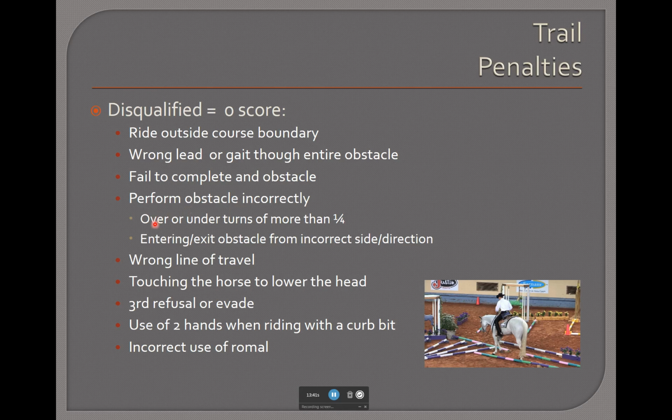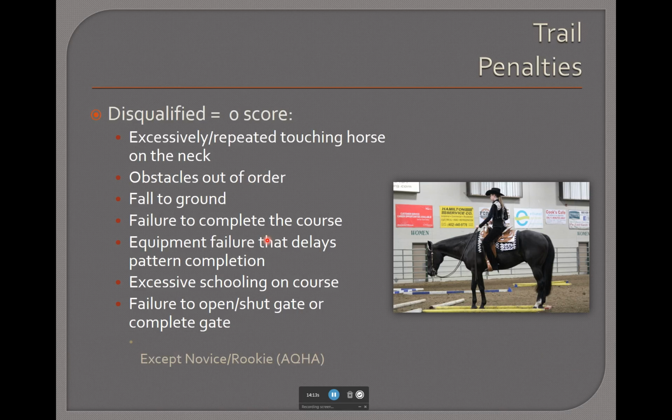And doing obstacles incorrectly is going to include if they over or under turn more than a quarter, and also if they come in or go out of an obstacle from the wrong side or direction. Okay, these are all really related as far as line of travel, touching the horse excessively to lower his head. Third refusal, they get each one before that. Remember what that penalty was, and now if it's a third time, they are considered off pattern. Use of 2 hands when riding with a curb bit, incorrect use of romal, these are all going to be considered disqualifications. Again, touching that horse over its neck, doing the obstacles wrong, falling, not completing, all these different kinds of things are going to be considered off pattern.